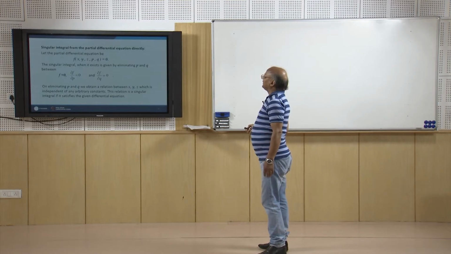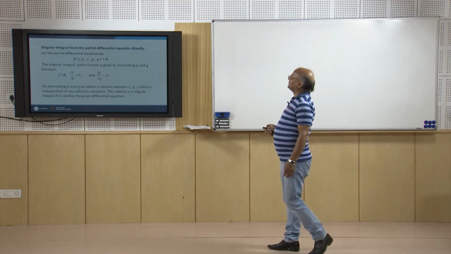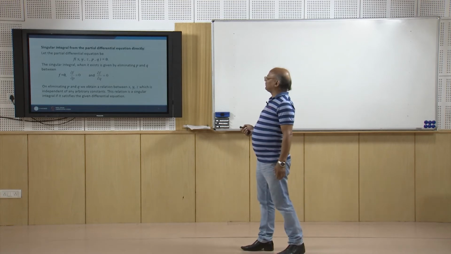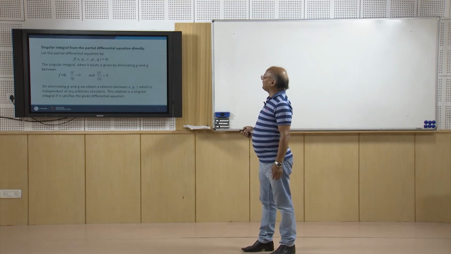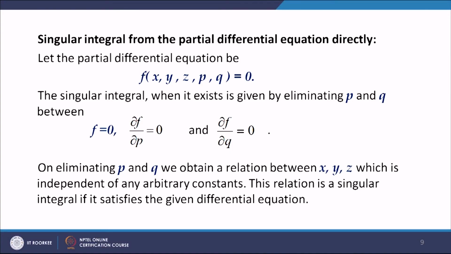Now let us see how we get the singular integral from the partial differential equation directly. Suppose we have the partial differential equation of first order f(x, y, z, p, q) equal to 0, then the singular integral, when it exists, is obtained by eliminating p and q between the equation f equal to 0, its partial derivative with respect to p equated to 0 and its partial derivative with respect to q equated to 0. On eliminating p and q, we shall obtain a relation between x, y, z which will be independent of any arbitrary constants, and this relation is a singular integral provided it satisfies the given differential equation.